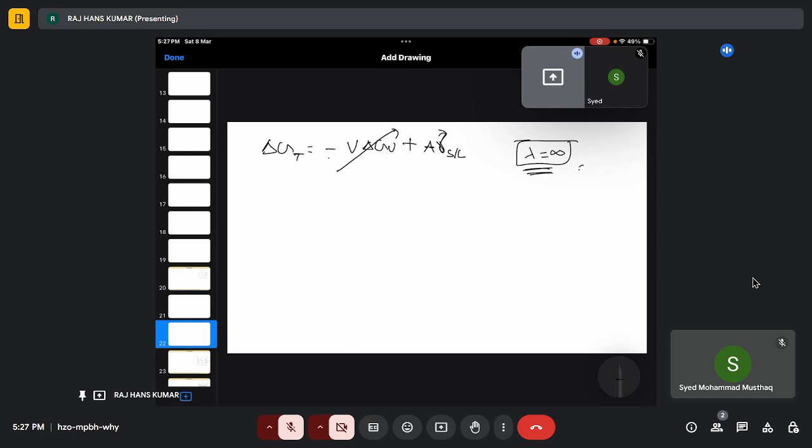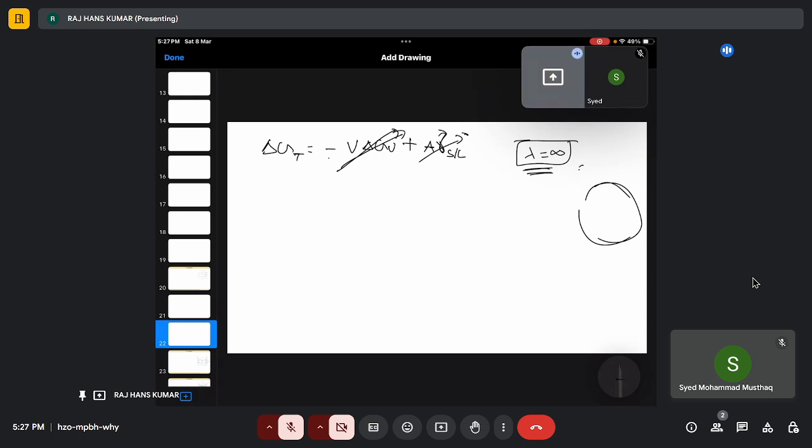So that means this term will totally dominate and this term will go away. That means we have lambda equals infinity, so much volume that we are neglecting this area. So that is what it means. That is the most ideal case.